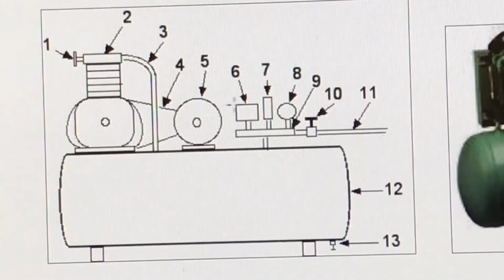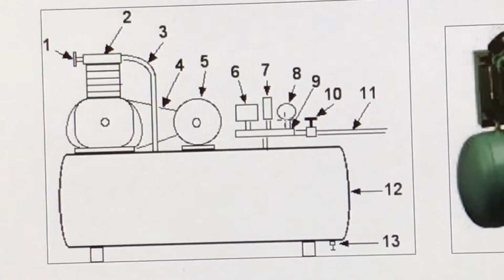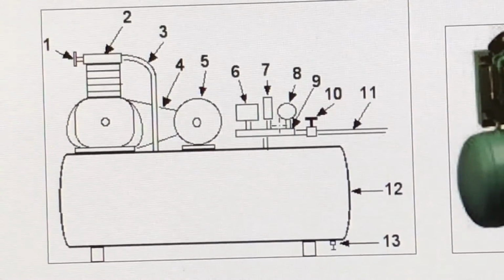Here is the control switch, with which we can control the compressor. Here is a relief valve, and next is the pressure gauge, from which we can take the value of the pressure. Here is the manifold, and here is the regulator. This one is the supply line, which is connected by this.